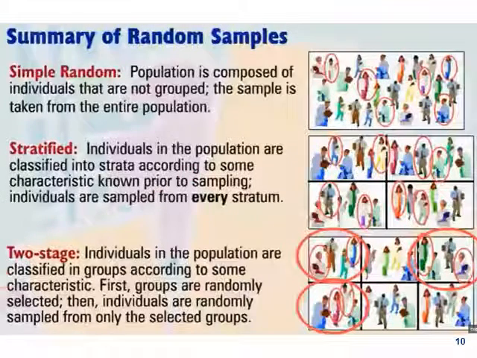So here's a summary of random samples. A simple random sample is used when the population is composed of individuals that are not grouped. The sample is taken from the entire population, whereas in stratified sampling, individuals in the population are classified into strata according to some characteristics known prior to the sampling, and individuals are sampled from every stratum. In two-stage or multi-stage sampling, the individuals in the population are classified into groups according to some characteristics. First, groups are randomly selected, and then individuals are randomly sampled from only those selected groups.